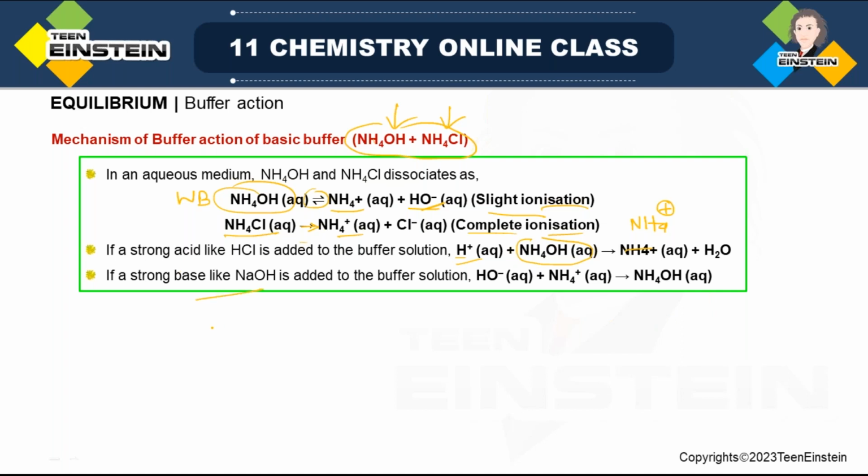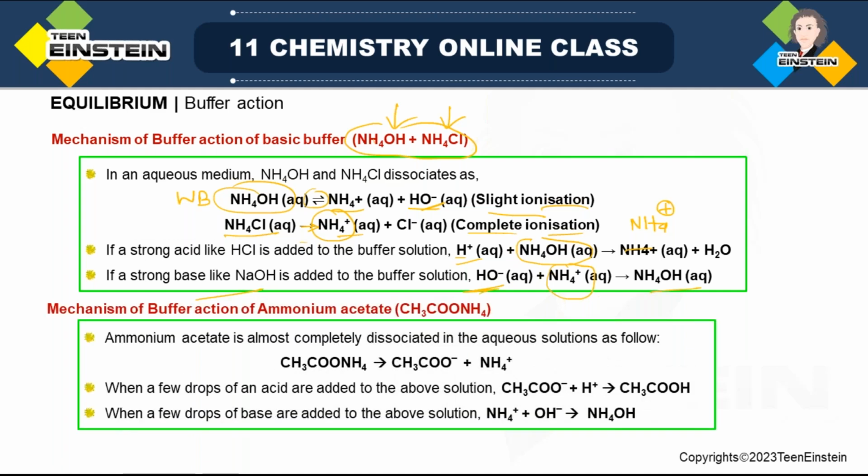Similarly, if you add a small amount of excess NaOH, then this extra hydroxide ion must be consumed by the acidic component that is present in the medium. Now, the acidic component is the ammonium ion, because this ammonium ion is generated from the salt NH4Cl, and it will nullify the effect of excess HO minus. It will produce undissociated NH4OH. Okay, so these are the mechanisms of buffer action for acidic buffer and basic buffer.